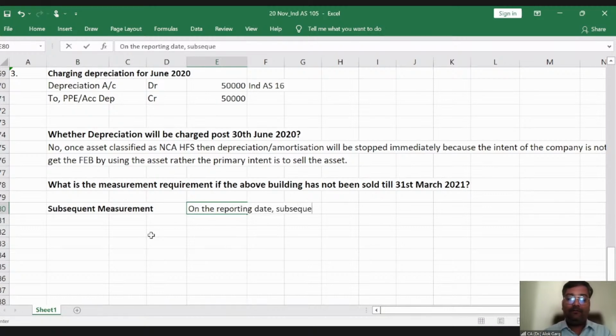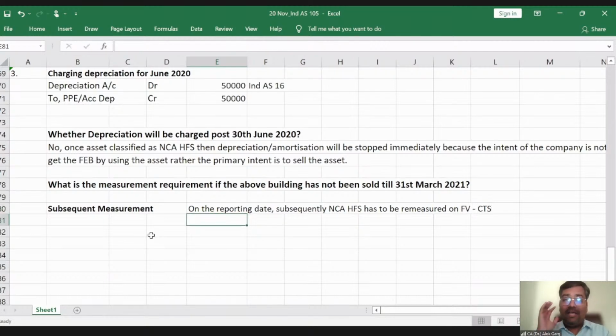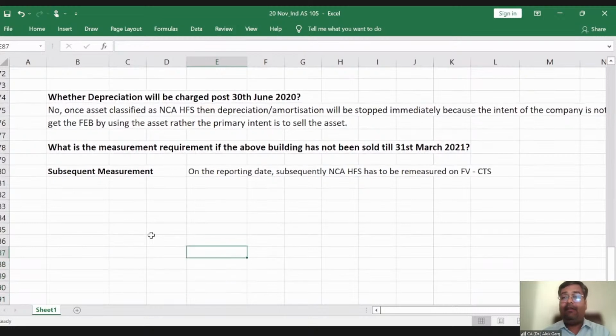Subsequently, NCA HFS has to be remeasured on fair value less cost to sell. So on the reporting date, subsequently, NCHFS has to be remeasured on FVLCTS, fair value less cost to sell.